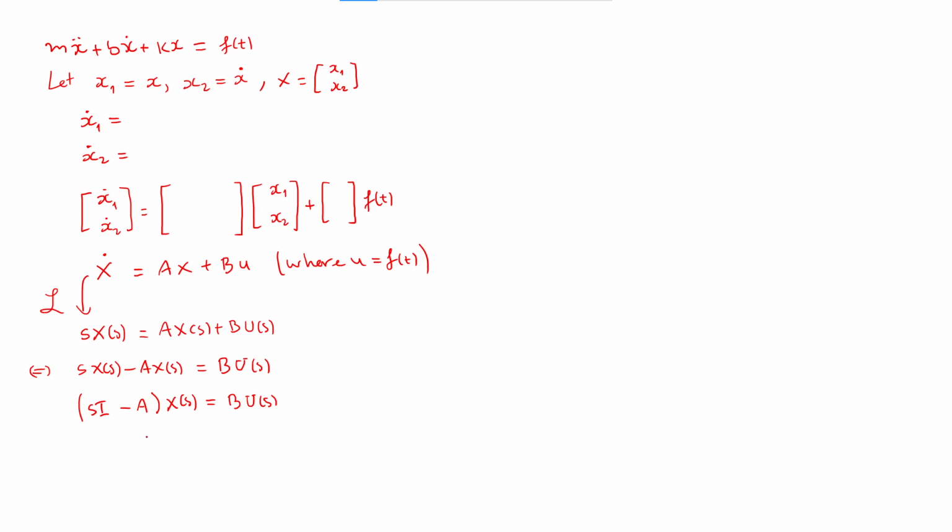So then you find the ratio. The transfer function equals the ratio of H of s over U of s, equal to (sI minus A) inverse times B. Okay.